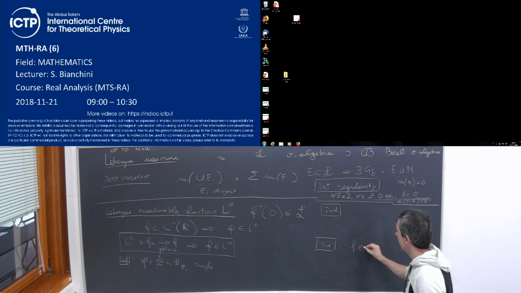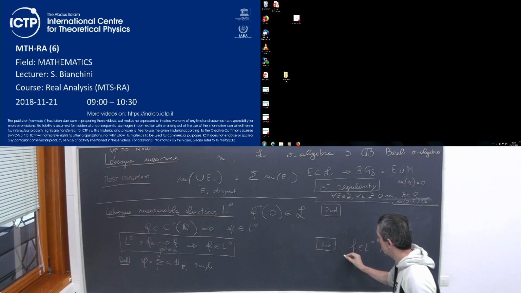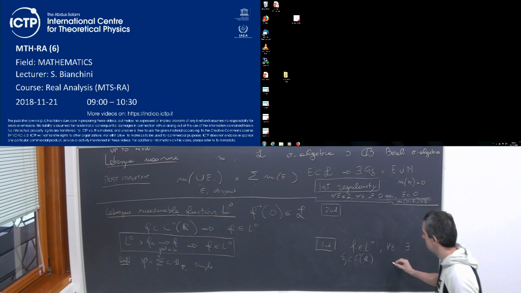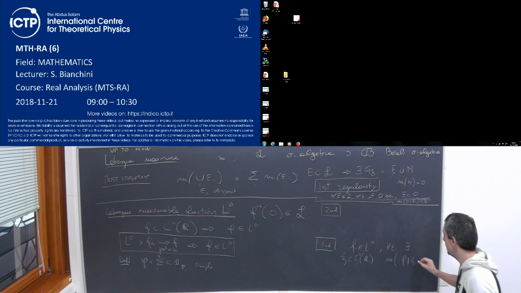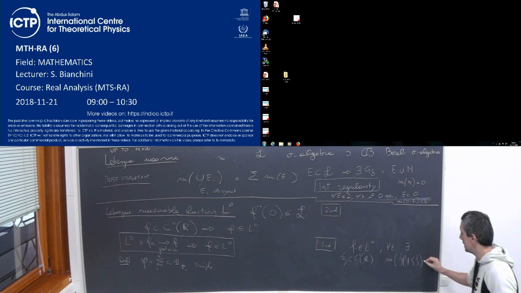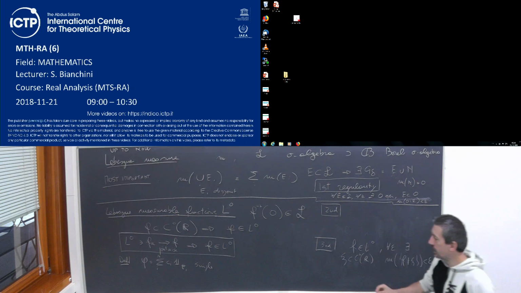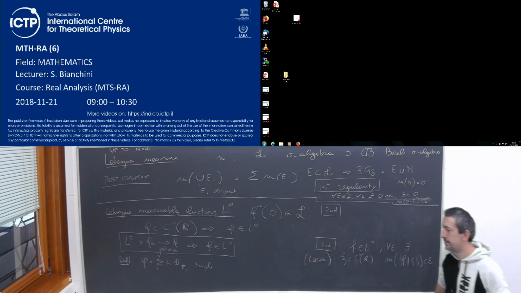So this F is in L0. For all epsilon, there exists phi in C0 of R, such that the measure of the set where F is different than phi is less than epsilon. So it's exactly this guy here. And this is Lusin's theorem. It's a very important theorem.